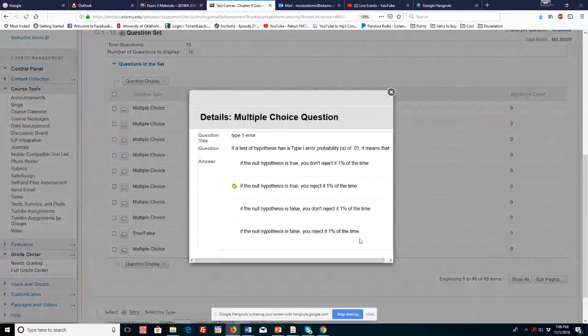Question number 2. If a test of the hypothesis has a type 1 error probability, an alpha, of 0.01, it means that, so when you have a type 1 error, it means that you have a false alarm. You're saying something is there when it's really not. So in this case, if the null hypothesis is true, you reject it 1% of the time. That's a type 1 error.